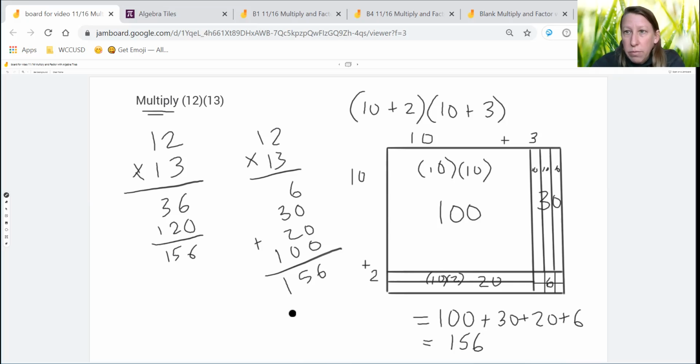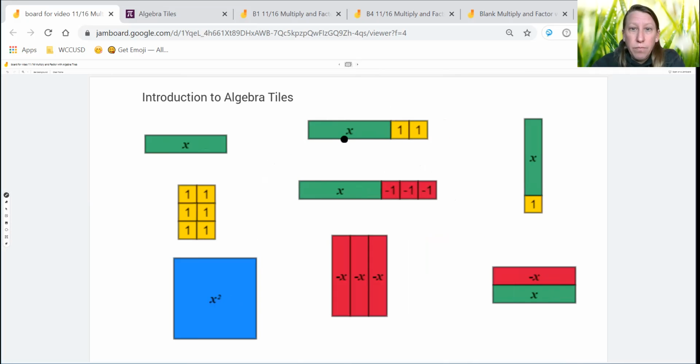I want you to keep this in mind. If you know how to multiply 2-digit numbers, you actually know how to multiply binomials, because if you have 2 pieces, it's a binomial. So we have an x plus a 2. That's just like if x was 10, that would be like 12.